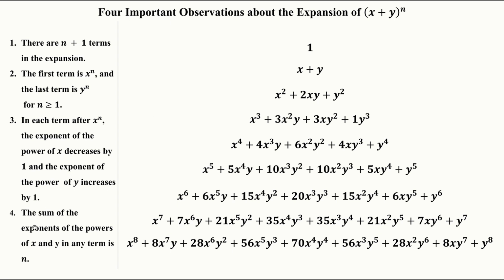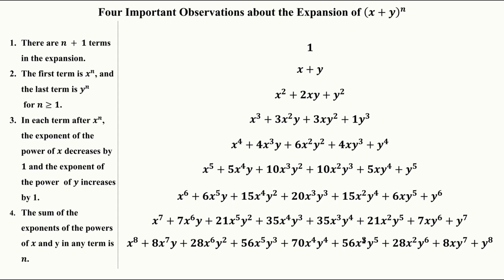The last thing we need to pay attention to is the fact that the sum of the exponents of the powers of x and y in any term is n. So, for example, look at this last line here, which is the expansion of quantity x plus y to the power of 8. Notice that, of course, there's only a power of x here, but if we had the power of y, it would be y to the 0, and then 8 plus 0 would be 8. Here we have 7 for x, and the exponent of y is 1. 7 plus 1 is 8. Notice here 6, 2, 8. 5 and 3, 8.